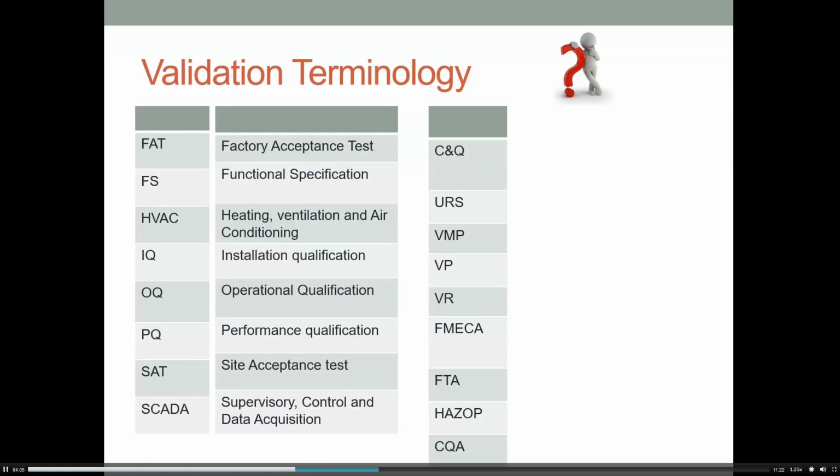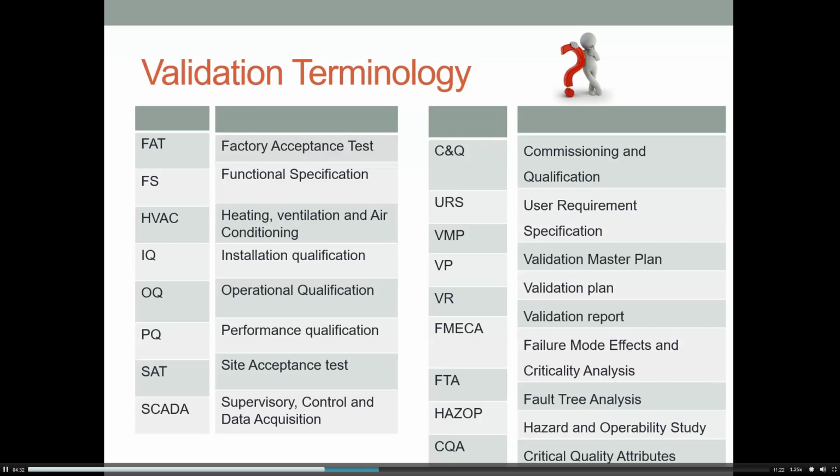So FAT, your factory acceptance test. FS, functional specification. HVAC stands for heating, ventilation and air conditioning systems. Your IQ is your installation qualification. OQ, your operational qualification. PQ, performance qualification. SAT, site acceptance test. SCADA is your supervisory control and data acquisition. C&Q you'll often hear referred to as commissioning and qualification. The URS is the user requirement specification.